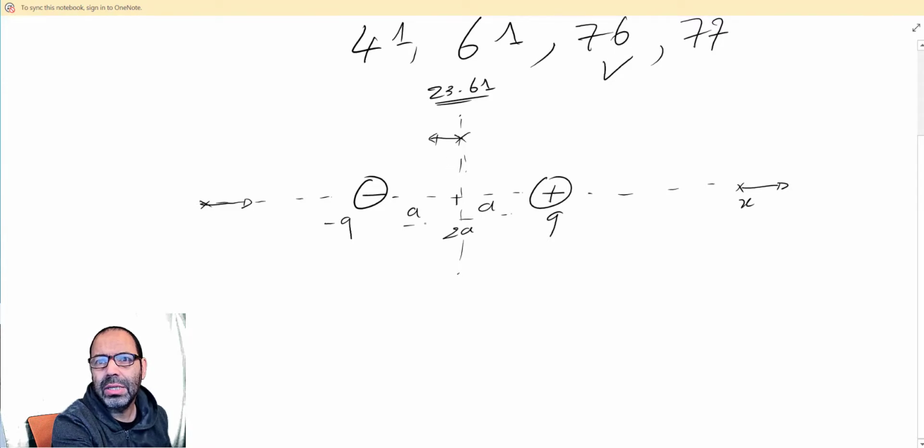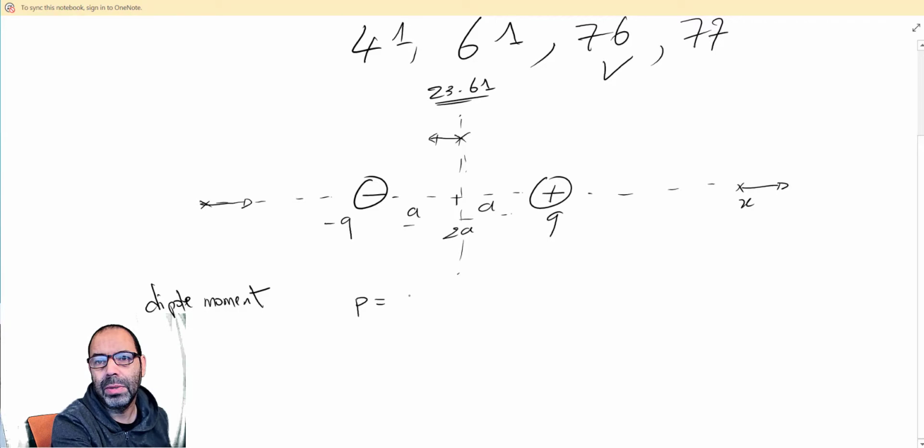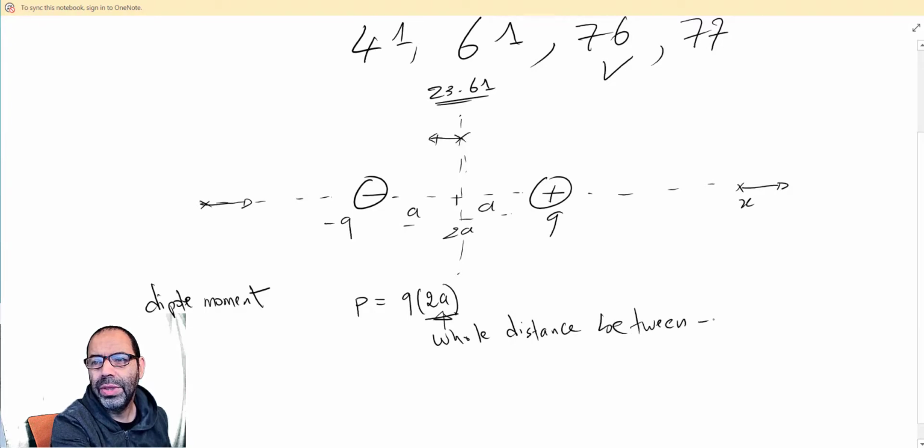And there was a characteristic for this electrical dipole, if you guys remember, and that was the P, which we call the dipole moment. For the electrical dipole, the electrical dipole moment is nothing but the product of the charge times the whole distance between the negative charge and the positive charge.